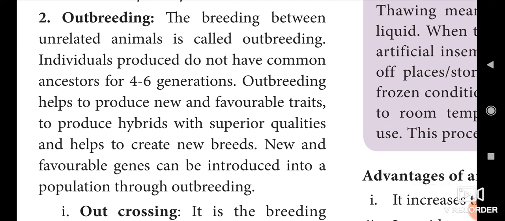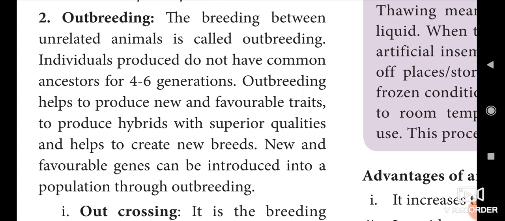Here the breeding between unrelated animals is called the outbreeding. Individuals produced do not have a common ancestor for 4 to 6 generations. Inbreeding means breeding the same species within 4 to 6 generations, and outbreeding means the animal should not be in the same generation line. Okay, so it is called the outbreeding.